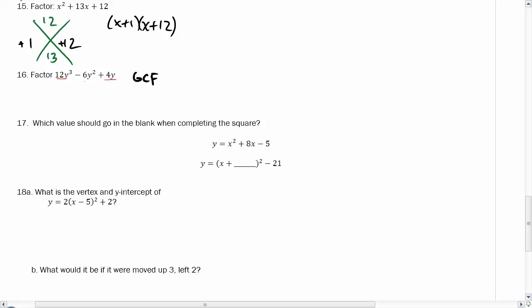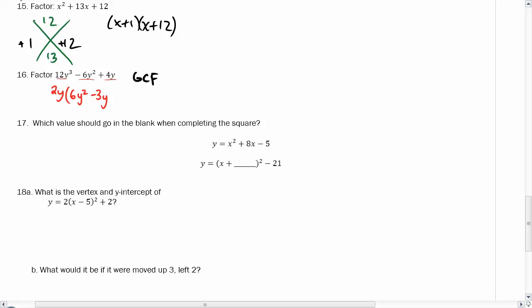So 4 goes into 12, but it does not go into 6. Okay, so it's not a common factor of 4, just of 2. Okay, and also the y that we see everywhere. So what happens when you divide 12 divided by 2? You get 6. Take away one of the y's from y cubed and you have y squared. Okay, 6 divided by 2 is 3.